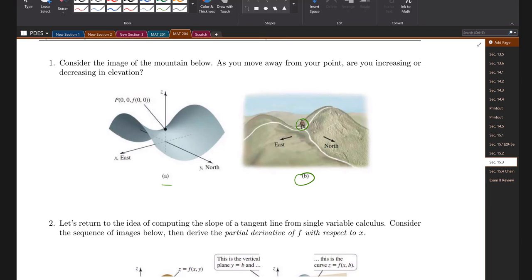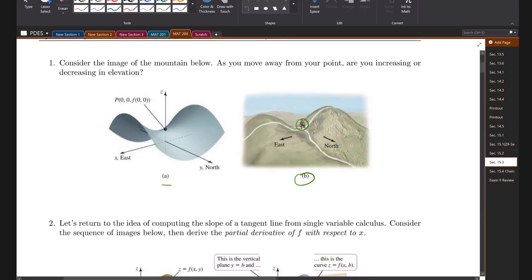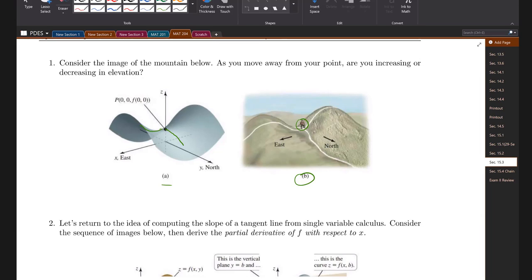And in fact, as we've oriented this coordinate system here, today what we're going to explore is moving along either the y-axis or moving along the x-axis and answering the question, as we move along the y-axis, how is our elevation changing?